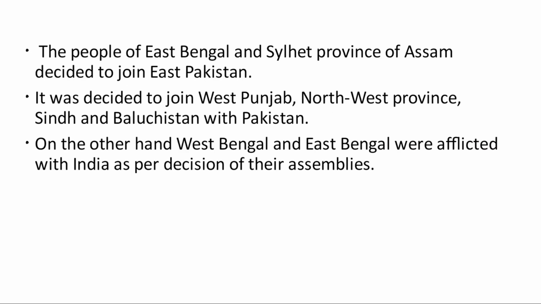The people of East Bengal and the Sylhet province of Assam decided to join East Pakistan. It was decided to join West Punjab, Northwest Frontier Province, Sindh and Baluchistan with Pakistan. On the other hand, West Bengal and East Bengal were affiliated with India as per the decision of their assemblies.